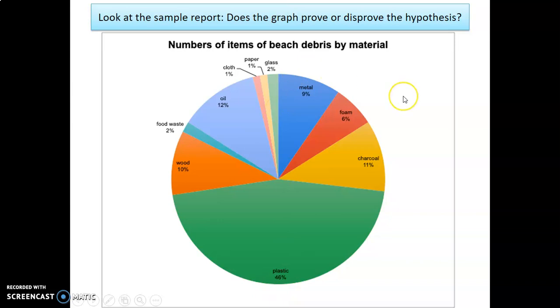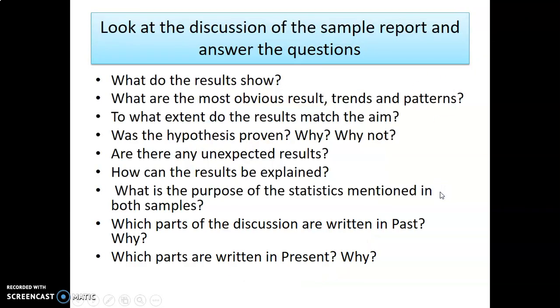When you make a chart or a graph in your report, it is very important that it matches the hypothesis. If there are some charts in your report and none of them is related, none of them shows if the hypothesis is true or not, well, this is wrong. This is very, very wrong.